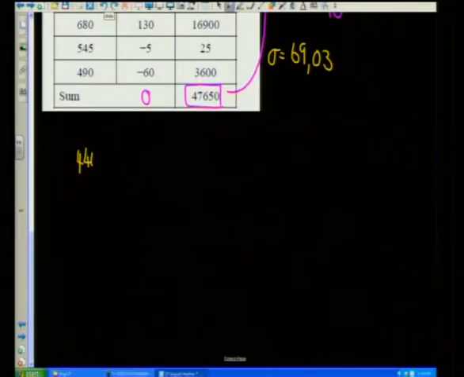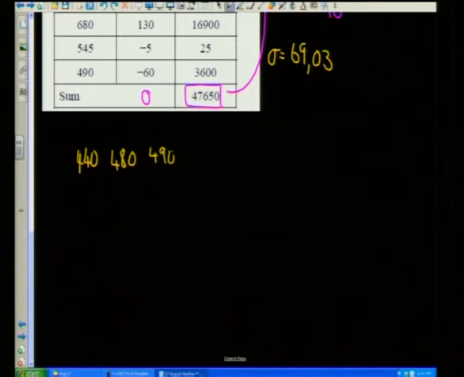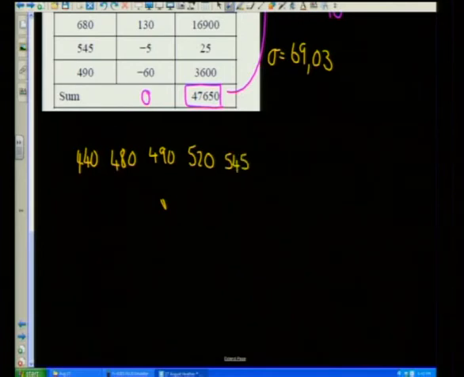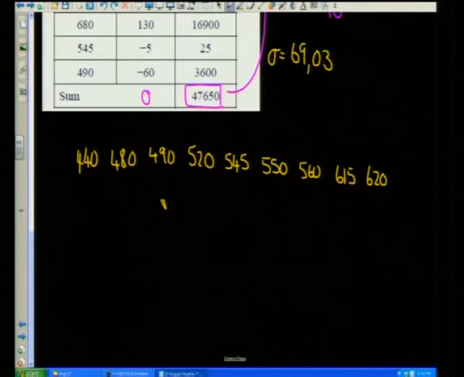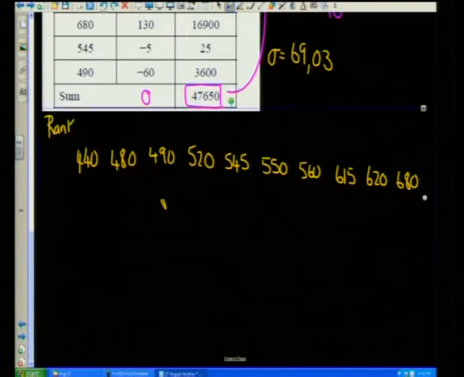So 440, then 480, then 490, 520, 545, 550, 560, 615, nearly there, 620, don't fall asleep, and 680. Okay, so guys, what I've done is I've ranked it from smallest to biggest.